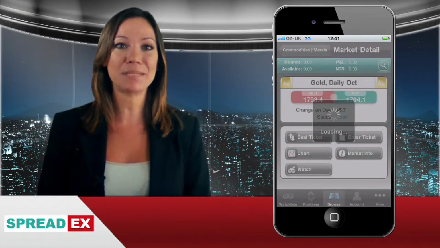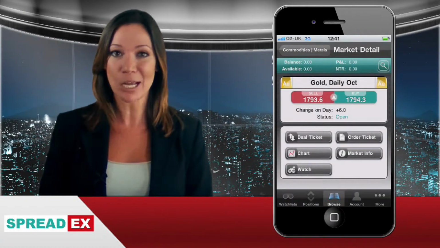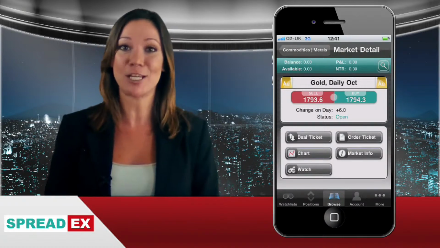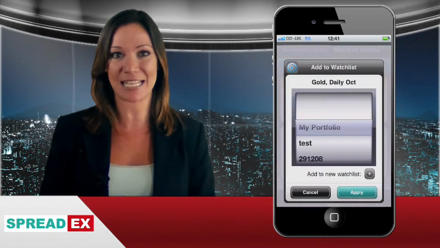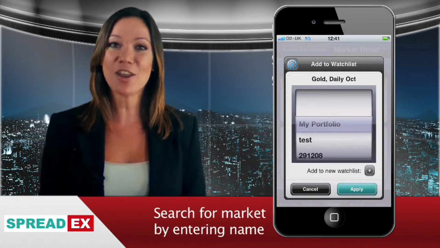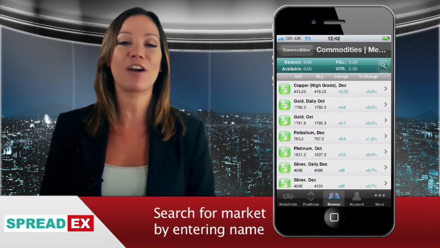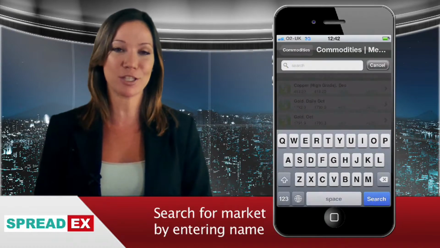Tapping the market name takes you to the market details screen, which gives you links to the deal ticket, order ticket, market information, charts, as well as the option to add this market to a watch list. Another way to find a market is to use the search facility by tapping the magnifying glass image on the top right of the screen.